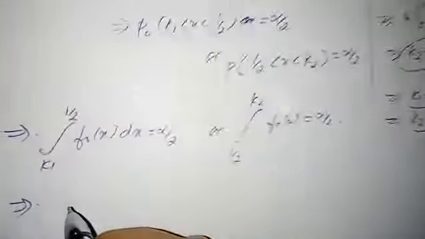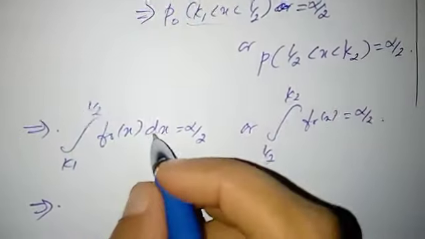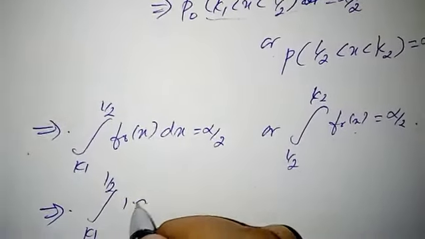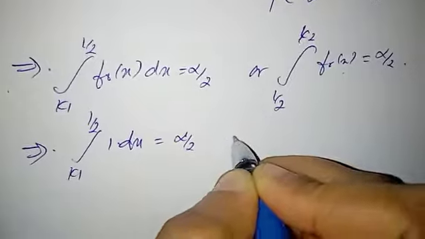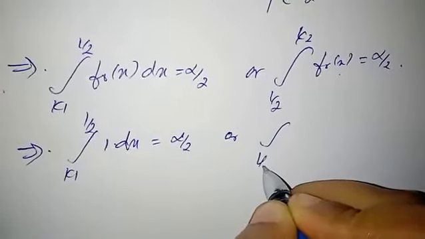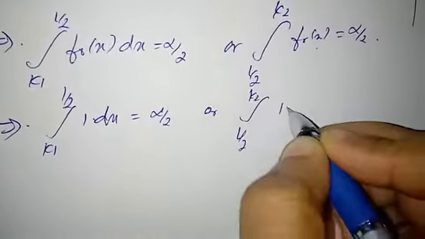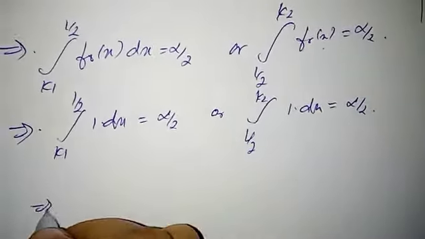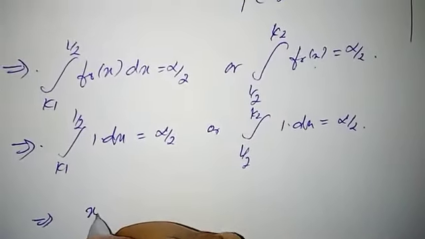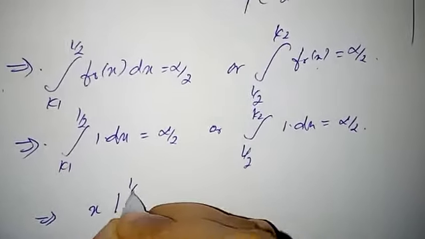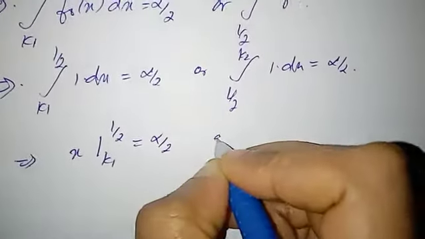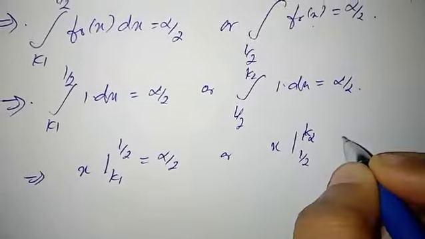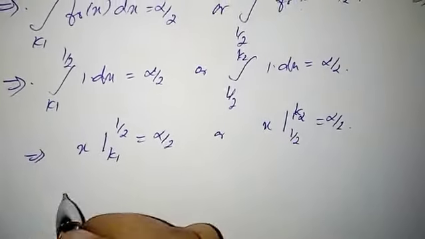Which implies, here what is f naught of x? It is 1, right? That is, integral k1 to 1 by 2 of 1 dx equal to alpha by 2, or integral over 1 by 2 to k2 of 1 into dx equal to alpha by 2. Then integrating this term, we get x from k1 to 1 by 2 equal to alpha by 2, or here also x from 1 by 2 to k2 equal to alpha by 2, right?